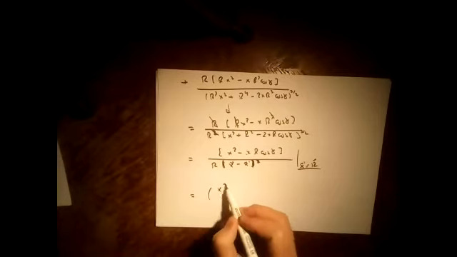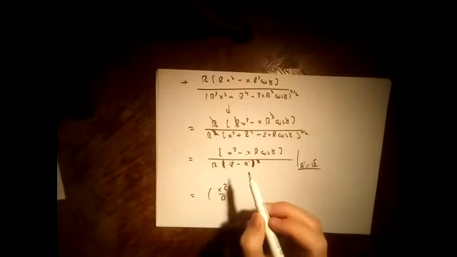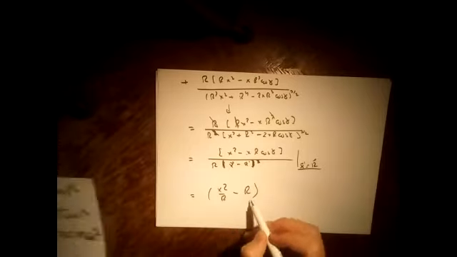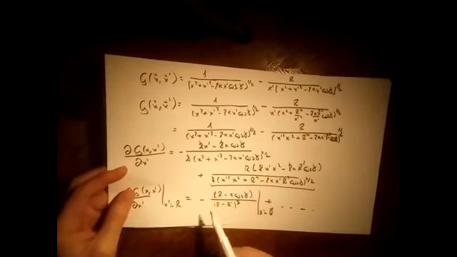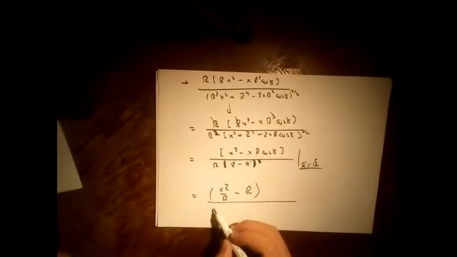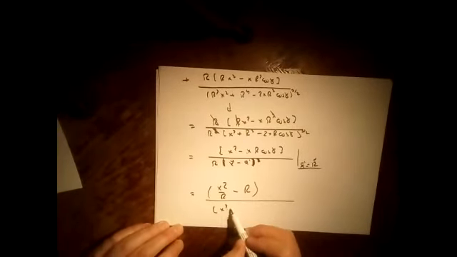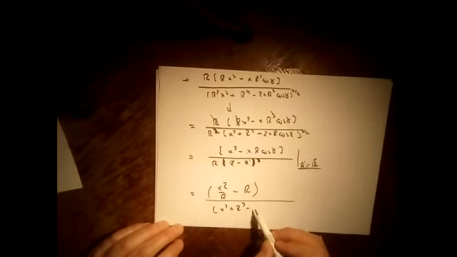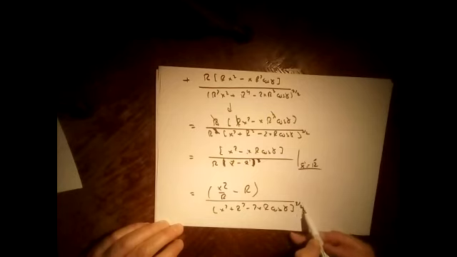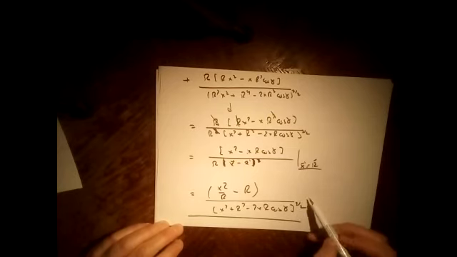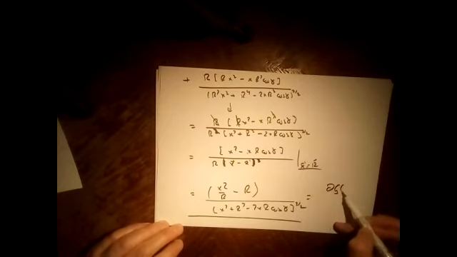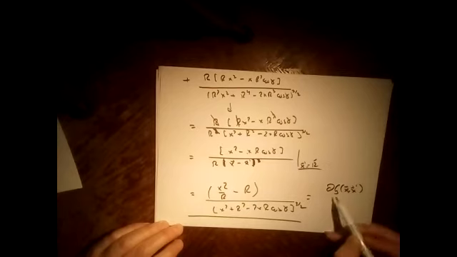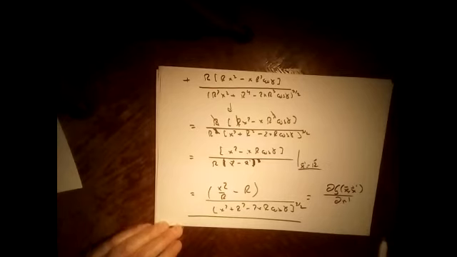is x squared over r, because this term stays, minus r, because this r term stays, and that's divided by, I'm going to write it out fully now, x squared plus r squared minus 2xr cosine gamma to the 3/2. Okay, so that's actually the normal derivative of the Green's function on the surface.